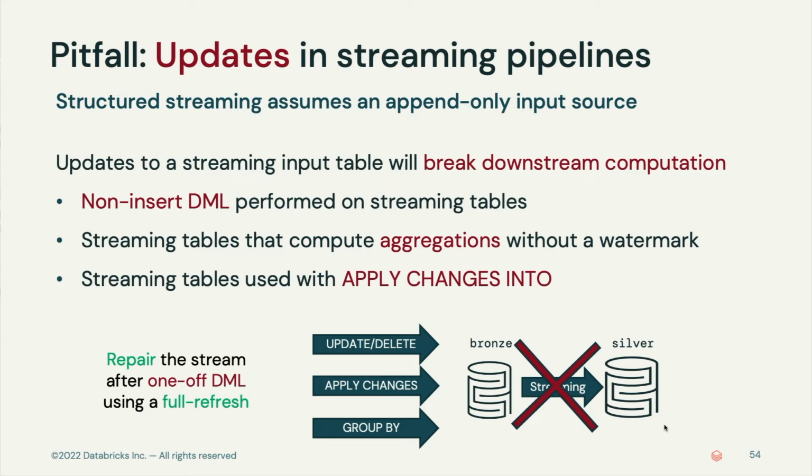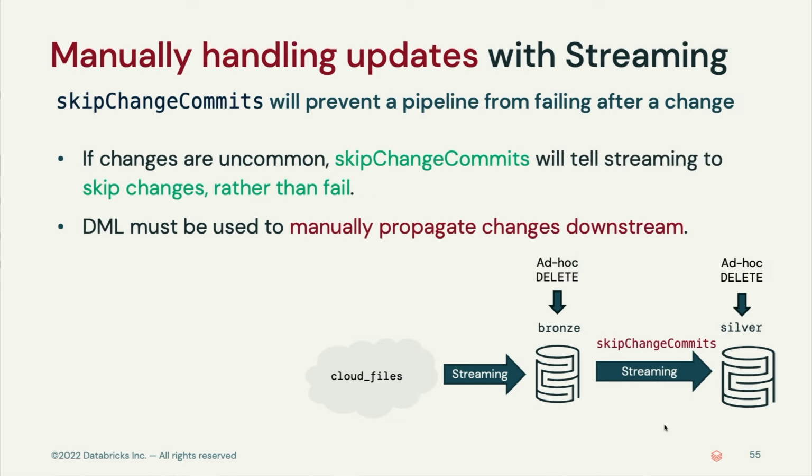And what structured streaming is going to do when it sees those changes is it's going to say, I don't know how to process these. It's going to throw an exception. And so, there is a way to handle this. We just added this pretty cool feature where you can manually handle these updates, and it's called skip change commits. So basically what you're going to say is, don't worry about it, structured streaming. I've got it.